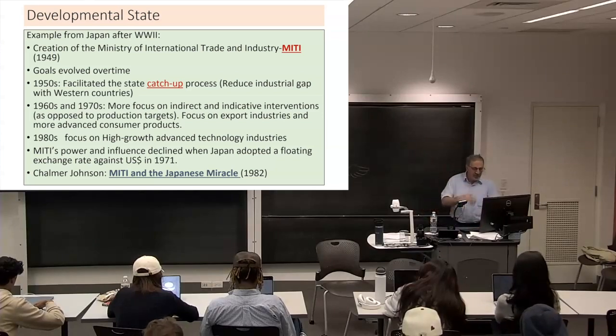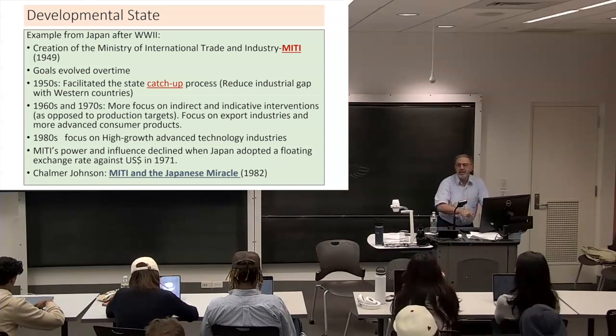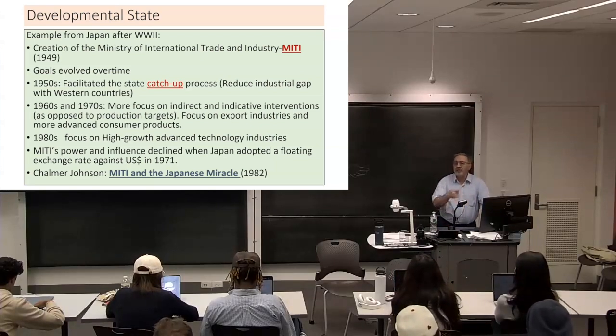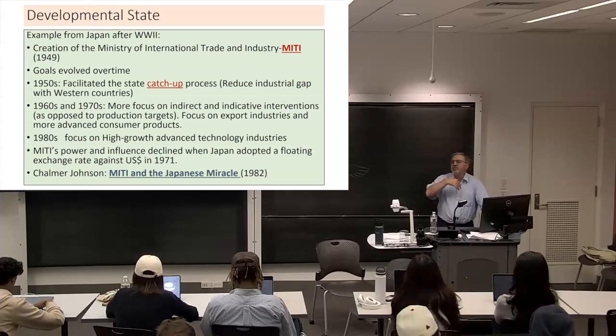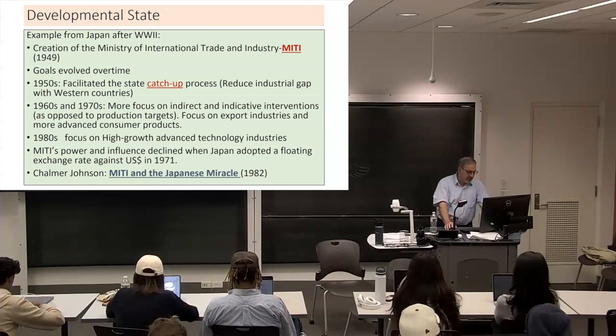But gradually Japan moved to a floating exchange rate with the United States, and that reduced the ability of MITI to use exchange rate as a mechanism of incentive and control. But by then they were moving to indirect motivations and guidelines.